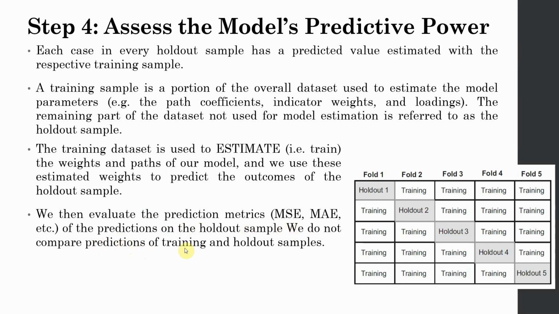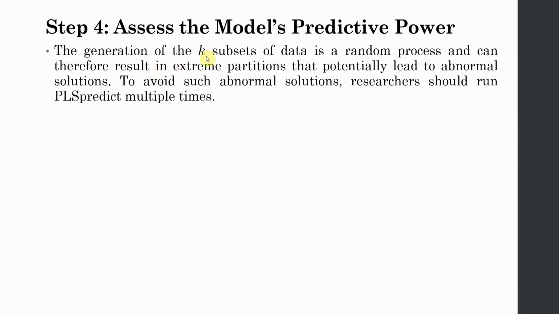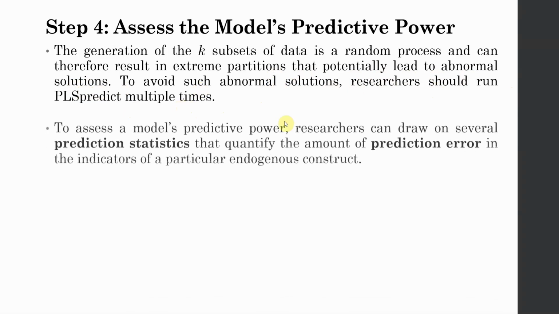We do not compare predictions of training and holdout samples. And finally, the K10 is recommended. Now we are going to look into this. This is by default 10 in SmartPLS. Now, the generation of K subsets of the data is a random process and can therefore result in extreme partitions that potentially lead to abnormal solutions. To avoid such abnormal solutions, researchers should run PLS Predict multiple times.